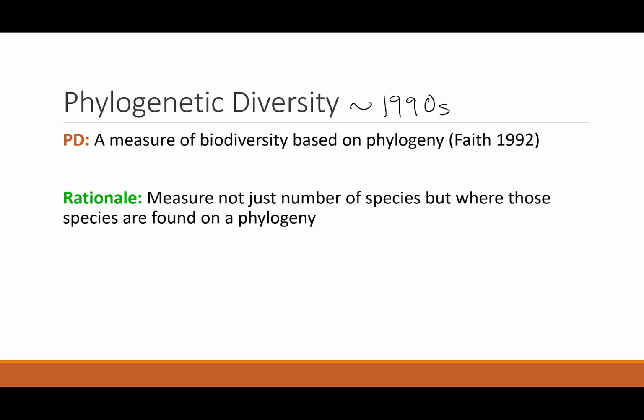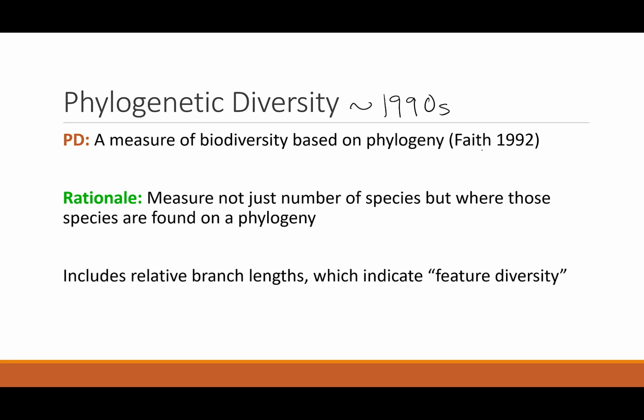And the general idea here with phylogenetic diversity, like why we use it and why we consider using this instead of just taxonomic diversity, is that we want to measure not just the number of species or the species richness in an area, but we also want to measure or examine where those species are found in a phylogeny, because that makes a really big difference. And one of the hallmarks of phylogenetic diversity is that it considers branch lengths. And the reason for this is that a longer branch length tends to be an indicator of feature diversity.